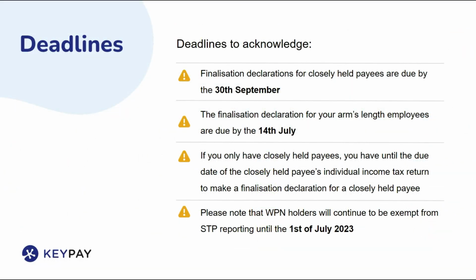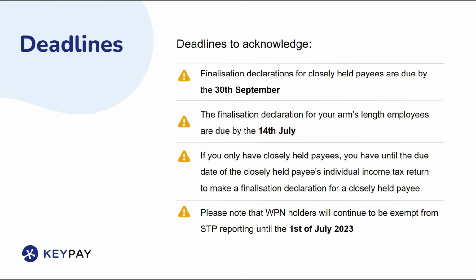Just before we finish up, here are a few reminders on deadlines. If you have both closely held payees and arm's length employees, your finalization declaration for your closely held payees is due by the 30th of September each year. You must still make a finalization declaration for your arm's length employees by the 14th of July. If you have only closely held payees, you have until the due date of the closely held payee's individual income tax return to make a finalization declaration for a closely held payee. If you think you'll need more time, please contact the ATO directly.